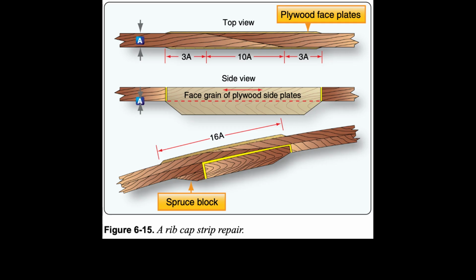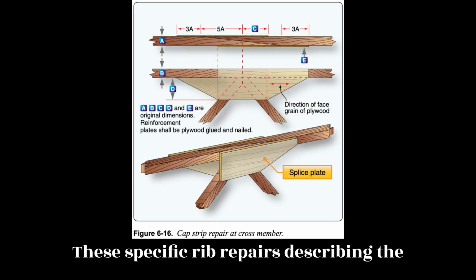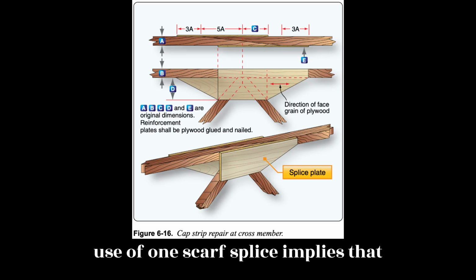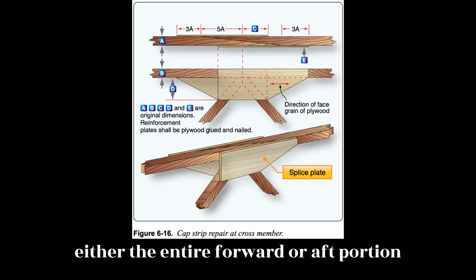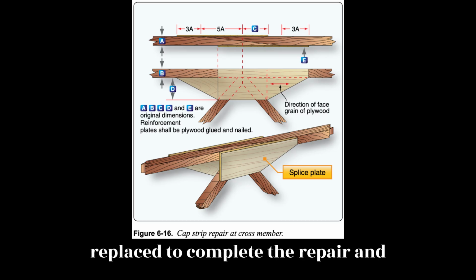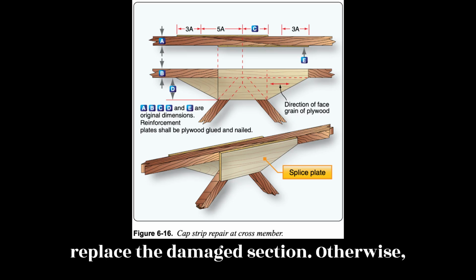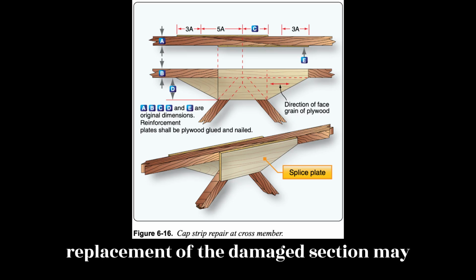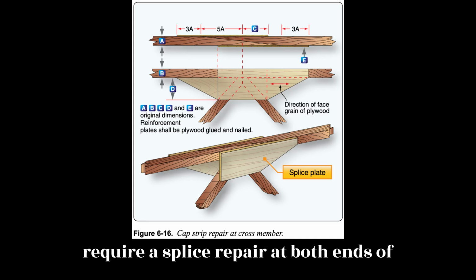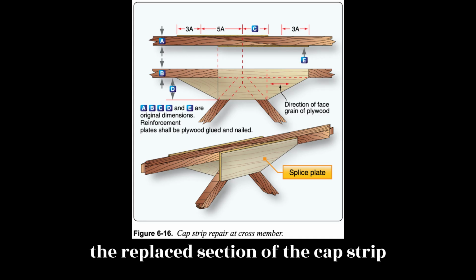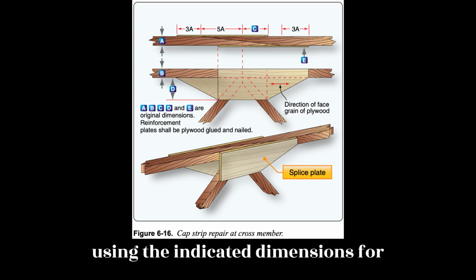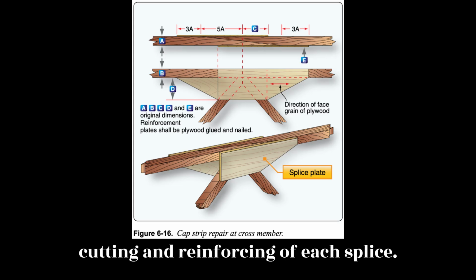Figure 6.15. These specific rib repairs describing the use of one scarf splice implies that either the entire forward or aft portion of the cap strip beyond the damage can be replaced to complete the repair and replace the damaged section. Otherwise, replacement of the damaged section may require a splice repair at both ends of the replaced section of the cap strip using the indicated dimensions for cutting and reinforcing of each splice.